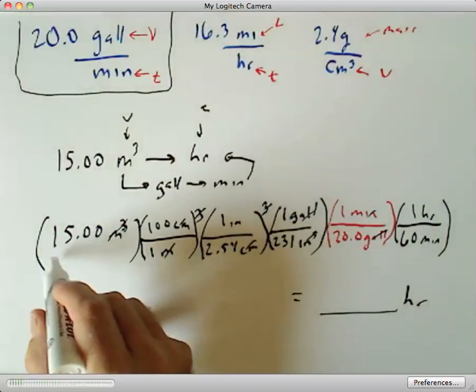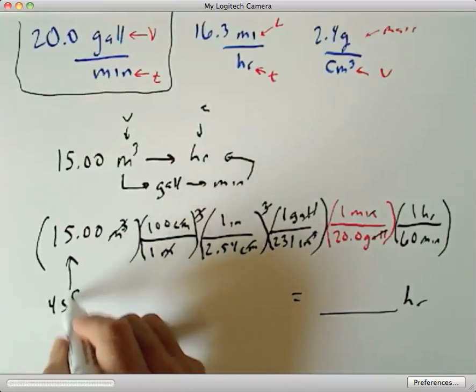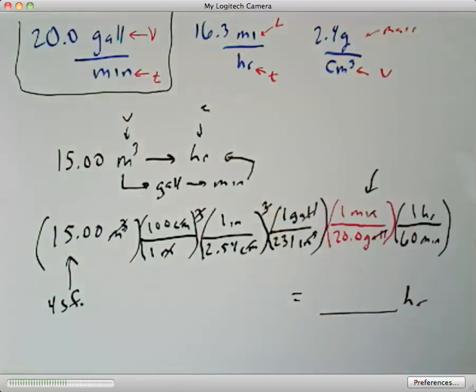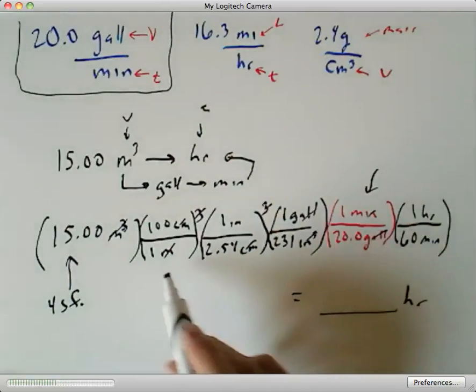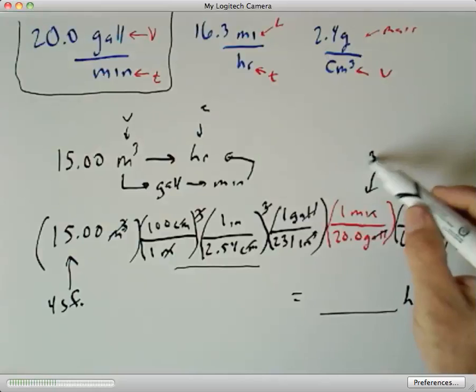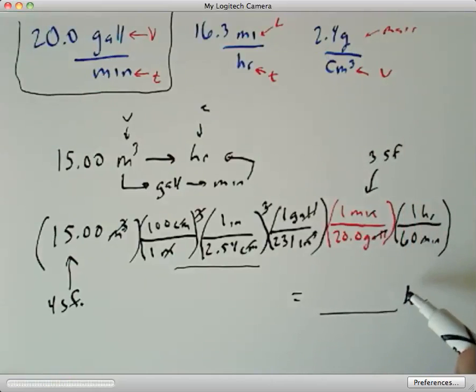This has 4 sig figs right here, and this has 3 sig figs. This red parenthesis, which is one of the ratios, had to have been a measurement. These other ones are definitions. That had to be a measurement. So 4 sig figs and 3 sig figs, my answer will get 3 sig figs.